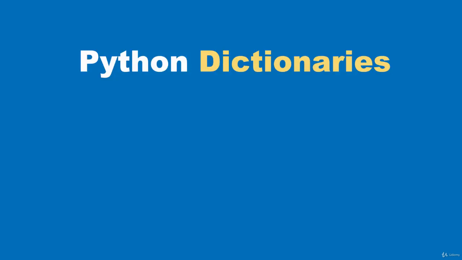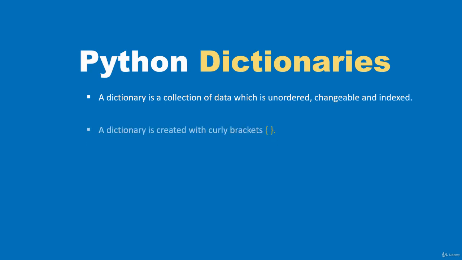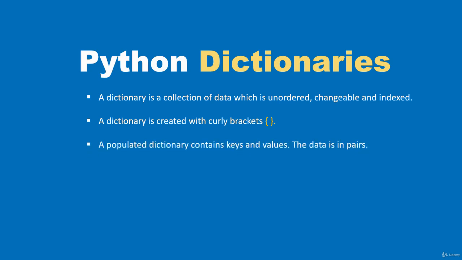What is a Python dictionary? A Python dictionary is a collection which is unordered, which can be changed, and which is also indexed. A Python dictionary is created by using curly brackets. Also, a populated Python dictionary will have keys and corresponding values. So the data inside a populated dictionary is paired. Paired in the sense that they have keys and the keys have corresponding values.